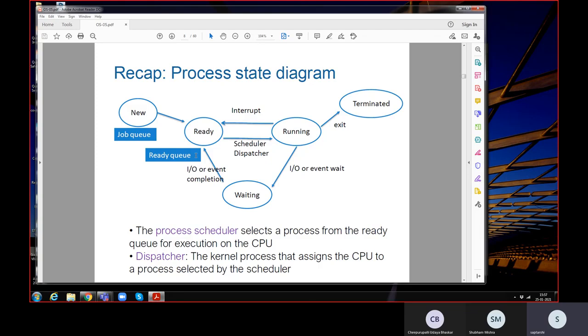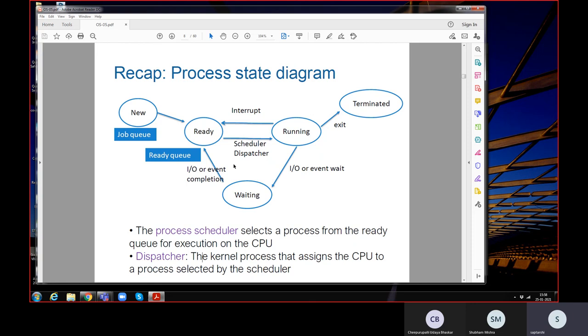This is called a scheduling algorithm, which we will discuss in a couple of days. But for now, understand that using some scheduling algorithm, the scheduler will select one of the processes in the ready queue. Then the actual task of allocating the CPU to that selected process is done by a dispatcher. Right? So the dispatcher is the kernel process that assigns the CPU to a process selected by the scheduler. So basically, the scheduler looks at the ready queue and selects one process using some scheduling algorithm, which we will discuss. Then the dispatcher allocates the CPU to this selected process.